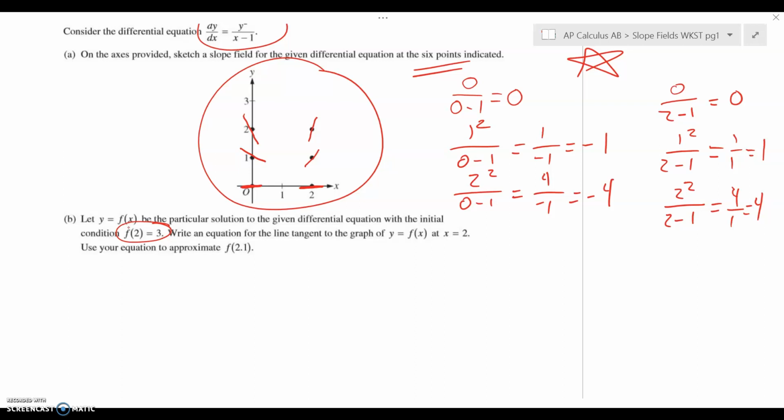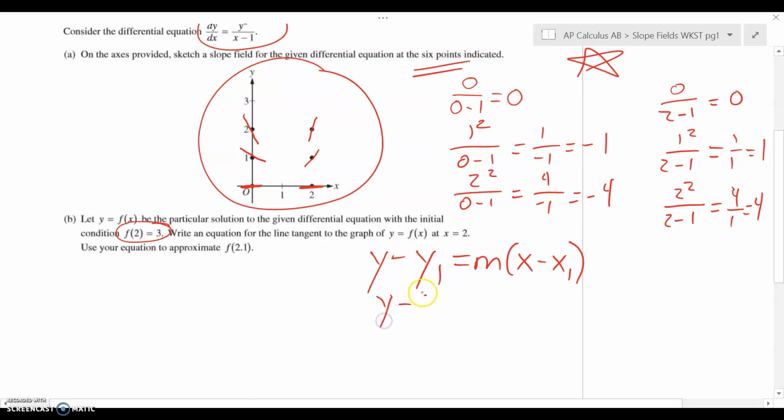So then write an equation for the tangent line to the graph of y equals f of x at x equals 2, and then use your equation to approximate f of 2.1. I want to make it really clear here. They are not interested in you finding what f of x equals. They simply want you to do a tangent line. So a tangent line to f of x is this generic format that we have seen time and time again. And they gave us an initial condition.